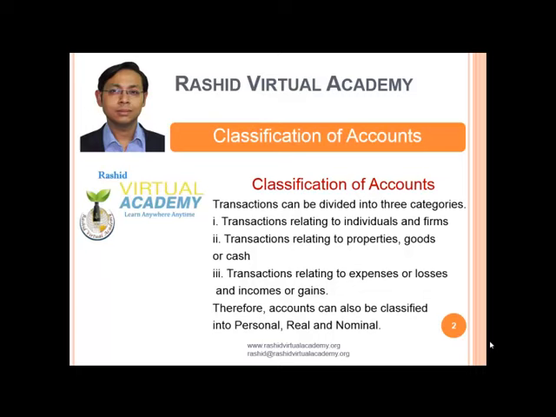Before going to that, we first have to understand what a transaction is, which we already discussed in the previous lecture. A transaction means a financial transaction, those which can be measured in terms of money. The first category relates to the individual and the firm. The second category relates to properties, goods or cash, or you can say it is totally concerned with the assets of the company. The third category generally relates to expenses, losses, income or gain.